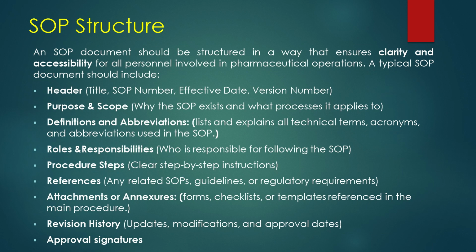SOP structure. An SOP document should be structured in a way that ensures clarity and accessibility for all personnel involved in pharmaceutical operations. A typical SOP document should include header, purpose and scope, definitions and abbreviations, roles and responsibilities, procedure steps, references, attachments or annexures, revision history, and approval signatures.